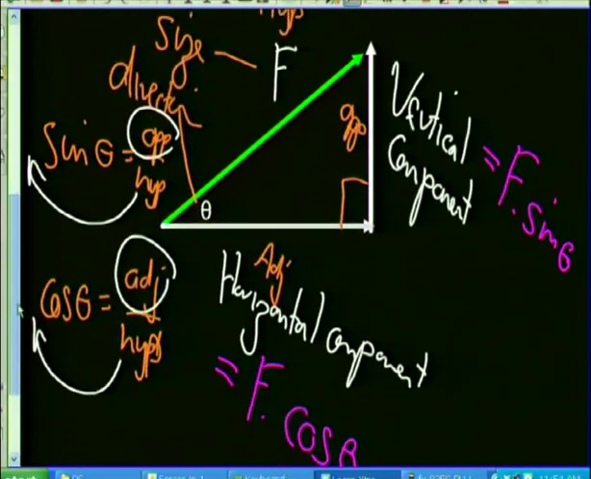Hope that makes sense. Take a moment to breathe. This is very doable. And it's really interesting when we start to do problems that we can take any vector, any force, and break it down into its horizontal and vertical parts, parts that are at 90 degrees to each other. Let's see what our question entails.